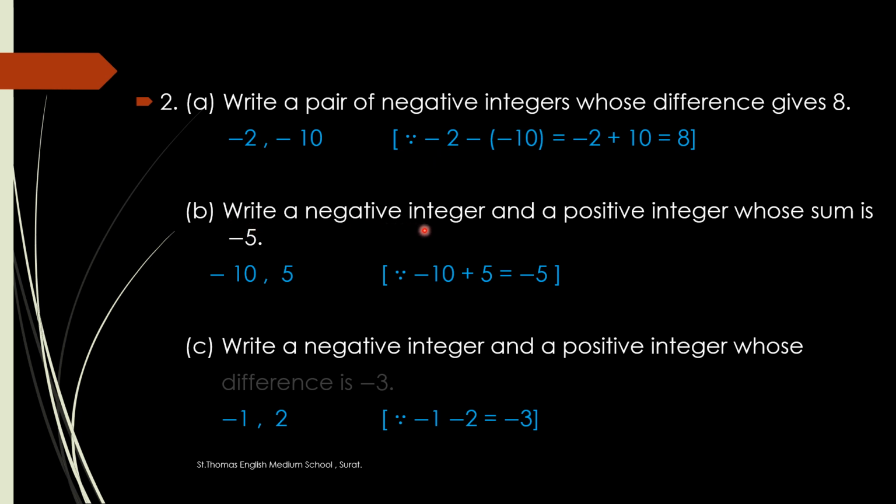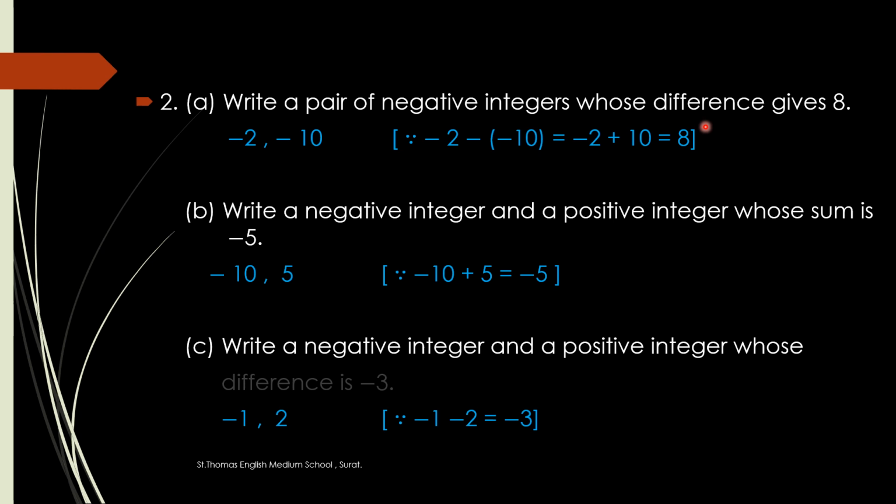Second one, write a negative integer and a positive integer whose sum is minus 5. You have to take one negative integer and one positive integer. You can't take both negative or both positive. One negative and one positive. Clear? So I am writing here minus 10 and 5. Here the question is sum, right? So you have to add. So minus 10 plus 5. One positive number, one negative number, you have to subtract. So minus 10 plus 5, answer is minus 5. Clear? So you have to read the question.